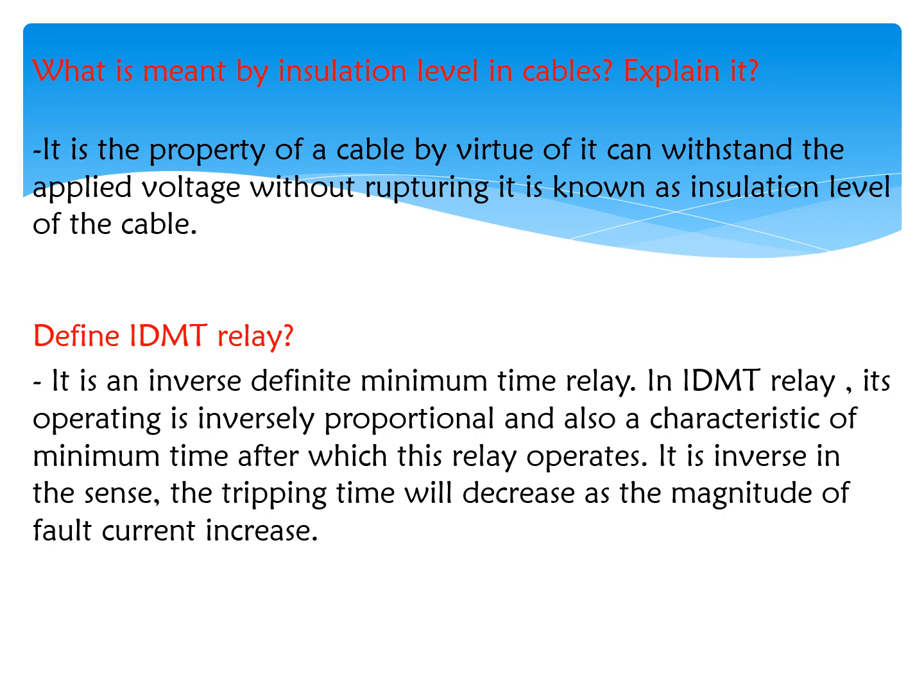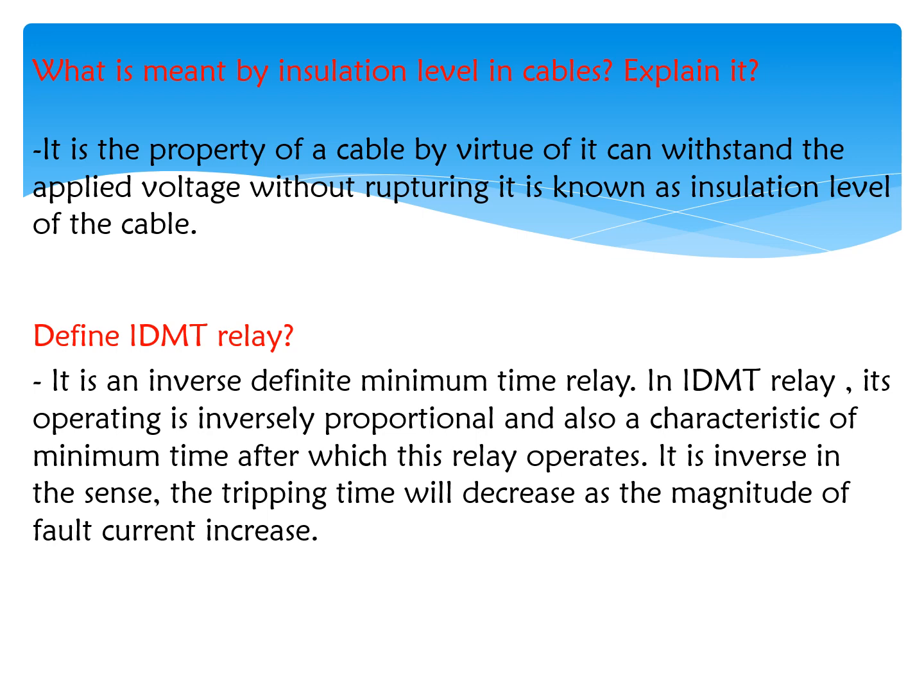What is meant by an insulation level in cable? Explain it. It is the property of cable by virtue of which it can withstand the applied voltage without rupturing, and it is known as the insulation level of the cable. Typically, you will have different kinds of insulation like paper insulation, PVC insulation, XLP insulation, and others. Most commonly used insulations for the cables are PVC insulation for low voltages and XLP insulation for high voltage cables.